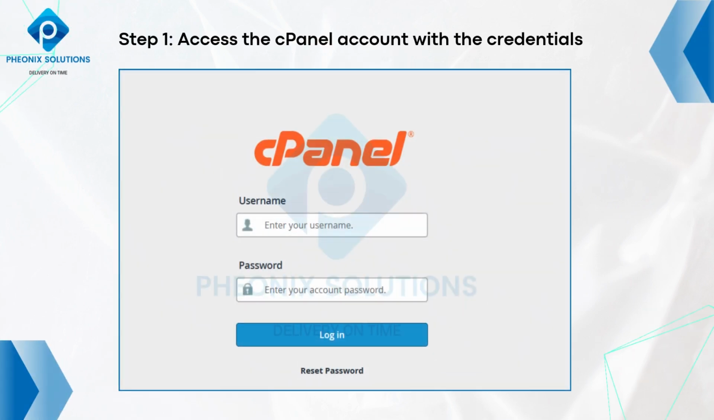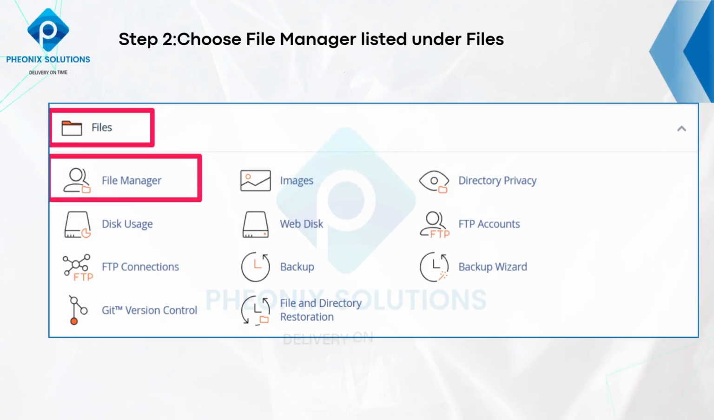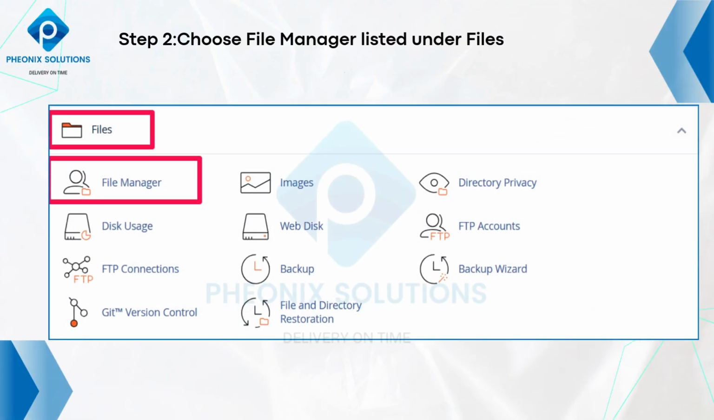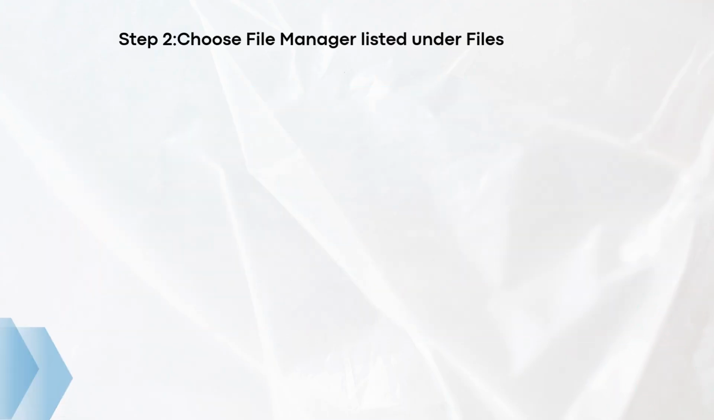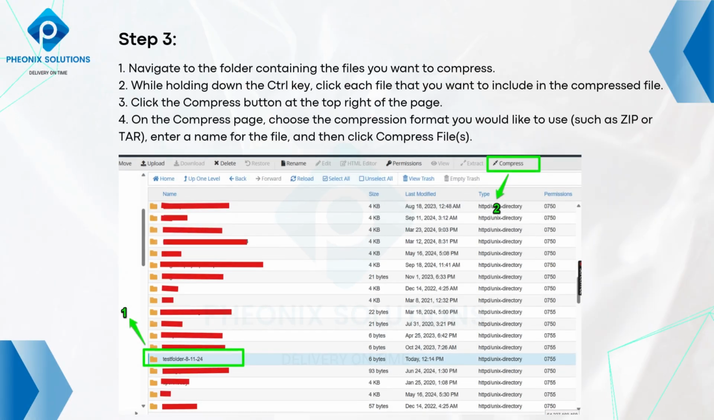Step 1. Access the cPanel account with the credentials. Step 2. Choose File Manager listed under Files. Step 3. 1. Navigate to the folder containing the files you want to compress. 2. While holding down the Control key, click each file that you want to include in the compressed file.